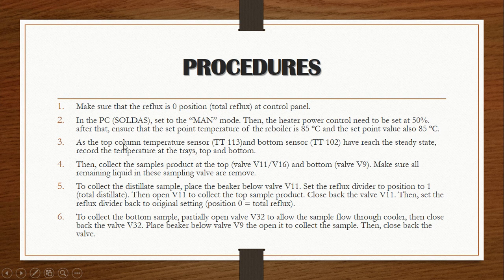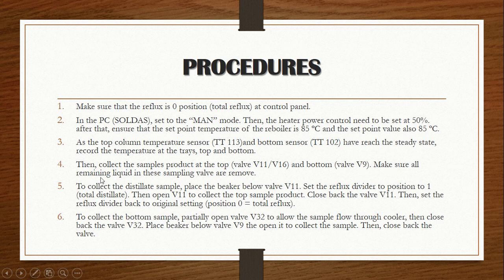When the top column temperature sensor, which is TT113, and the bottom sensor, TT102, have reached steady state, we have to record the temperature at the top and the bottom. Then we have to collect the product samples at the top, which are valves V11 and V16, and the bottom, valve V9.